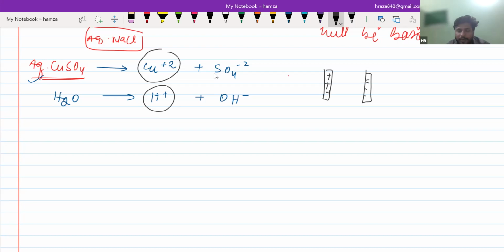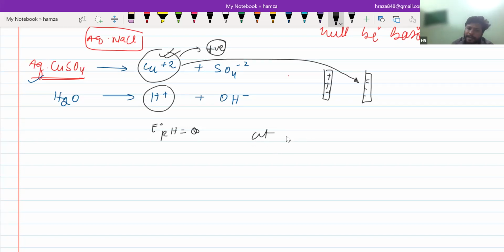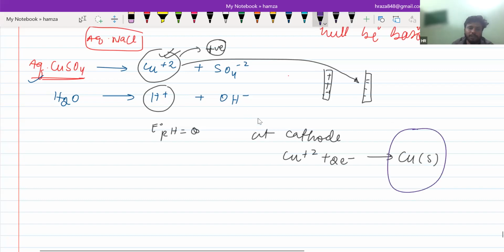Now you have to see which one will go to the cathode. Whenever we work with a cation, you have to see the E naught R value. E naught R for hydrogen is basically 0, but E naught R for Cu plus 2 is positive. I don't remember the exact value, but it is positive. So Cu plus 2 will go to the cathode. At the cathode, Cu plus 2 gains 2 electrons and is converted into Cu solid. So at the cathode, Cu is deposited.